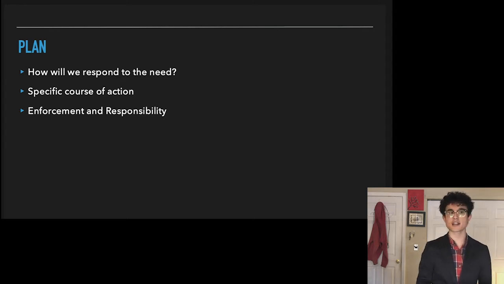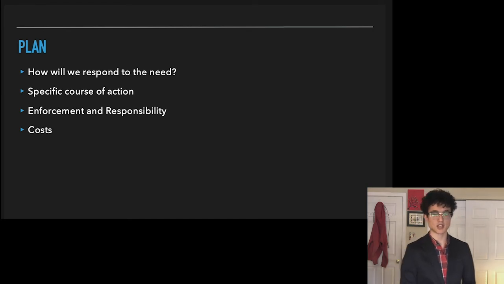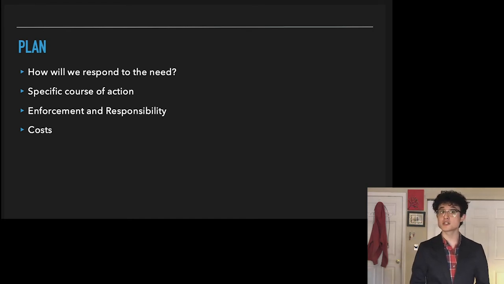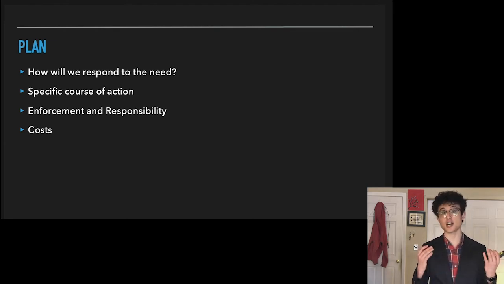Part of that includes talking about some specific details, including enforcement and responsibility. So don't just tell us, here's what I think should be changed. Tell us how that would actually happen. Who would be responsible for making that change? Talk about costs. This includes monetary costs, of course, but also what other things do we have to give up to get this policy? For instance, someone's going to have to take the time to implement the policy. Is it going to take more space?